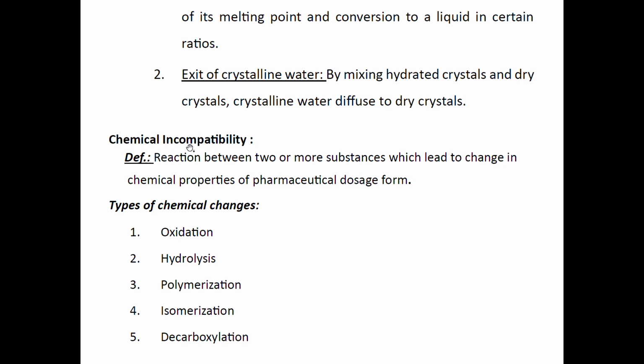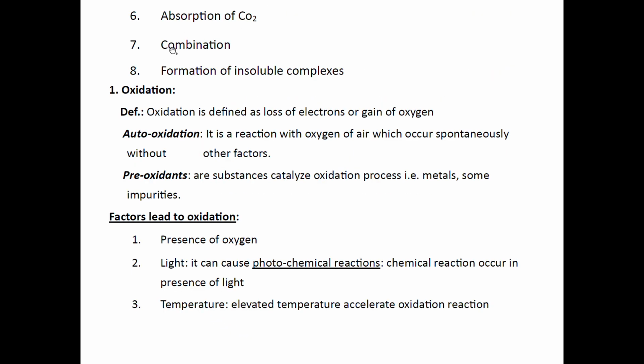Next, we'll learn about some chemical incompatibilities. It means reaction between two or more substances which leads to a change in the chemical properties of the pharmaceutical dosage form, like oxidation, hydrolysis, polymerization, isomerization, decarboxylation, addition of carbon dioxide, combination, and formation of insoluble complexes. First of all, oxidation. Usually oxygen is responsible for this oxidation, and to prevent this, we sometimes use some antioxidants and some reducing agents.